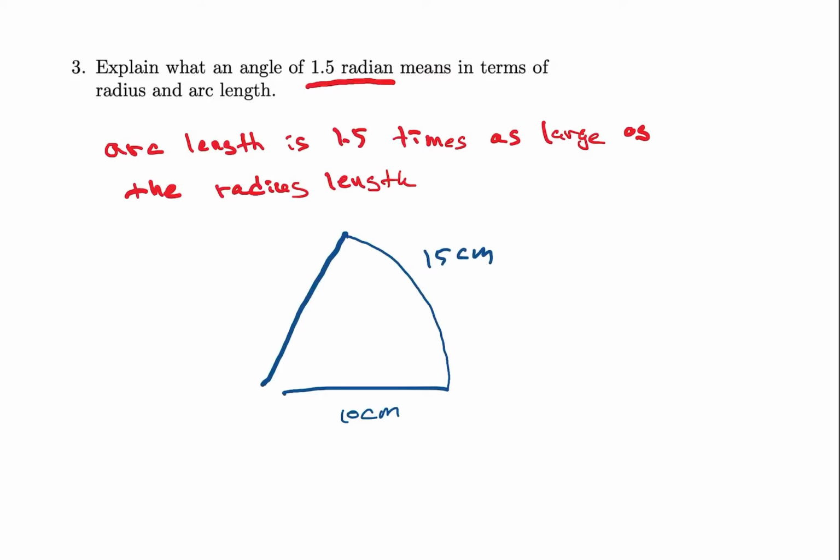Oops. Let me do it like this. And this is the angle. This angle is 1.5 radians. So we need to be able to construct the angle measure using radians without relying on degrees, because it's important for us to understand how this angle is measured using arc length and the radius length, because that becomes important when we define sine and cosine functions.